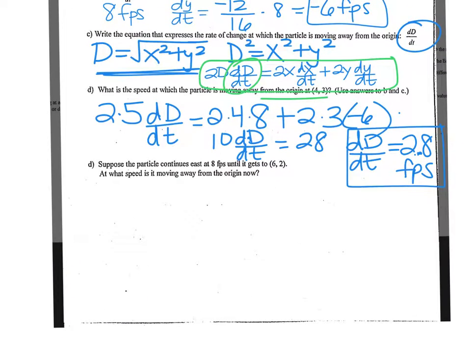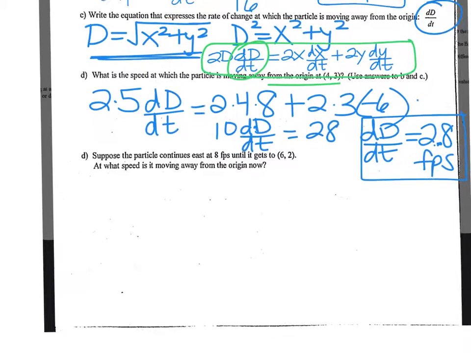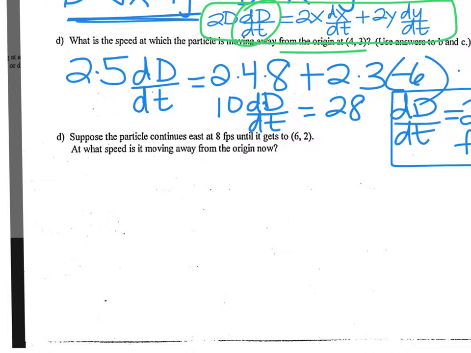Okay, last one for the day. All right, suppose the particle continues east at 8 feet per second until it gets to the point 6, 2. At what speed is it moving away from the origin now? Ooh. Would everything be the same except for 4 and 3? Not quite. You'd have to go back and find some certain things. So dx dt is the same, right? It continues east at the same rate, so that's going to be 8.